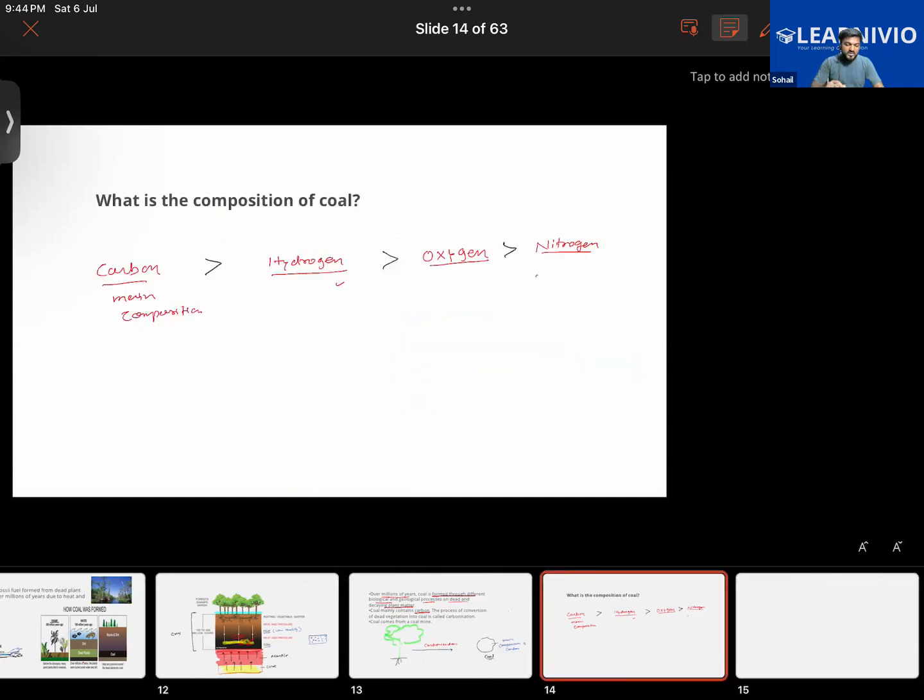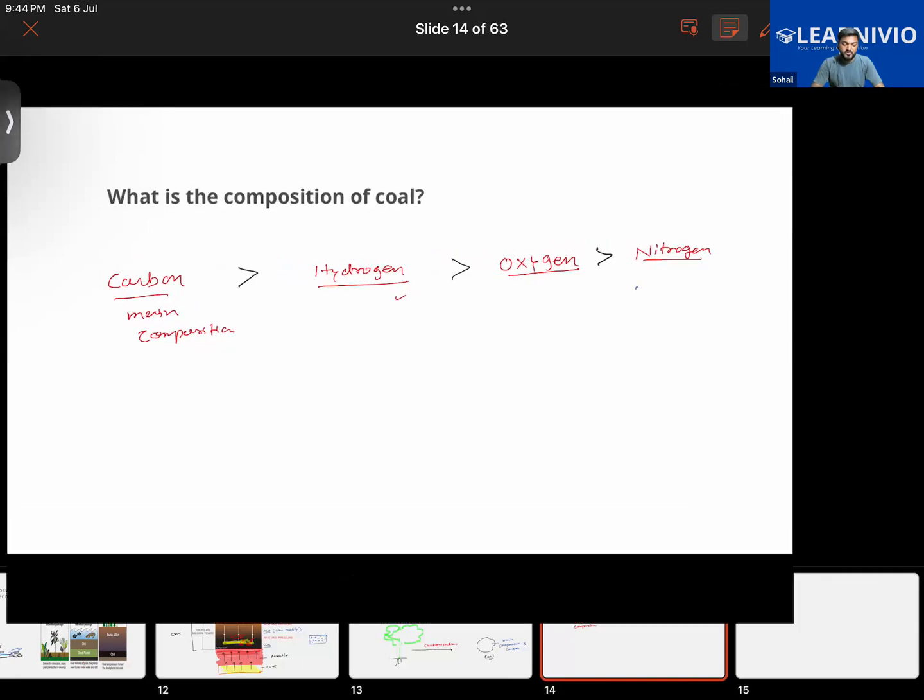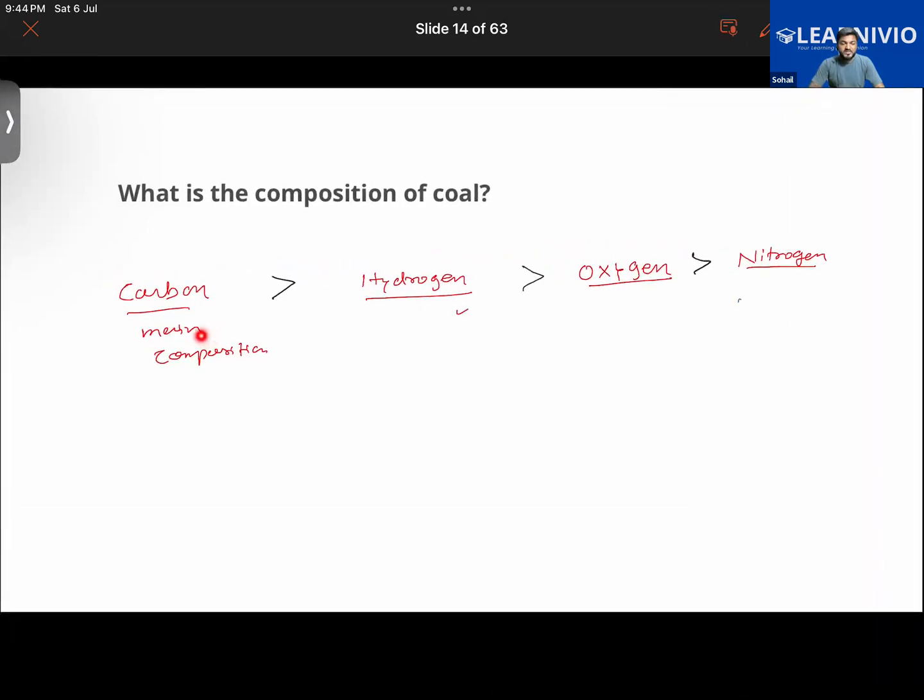Then we learned about the composition of coal. In decreasing order, coal has the following composition. Carbon is of course the main component found in coal. Then you have some amount of hydrogen, then oxygen and nitrogen. These are the composition of coal. Also, they are found in the mixed state, in the form of compounds. Getting it? They are not found in the pure state.